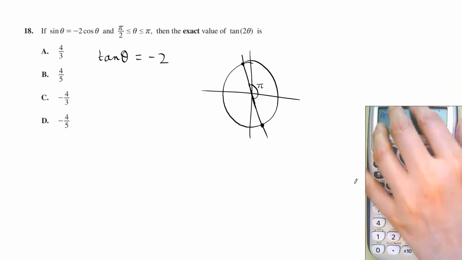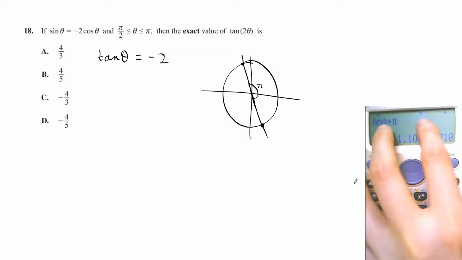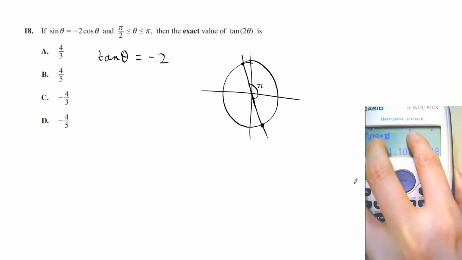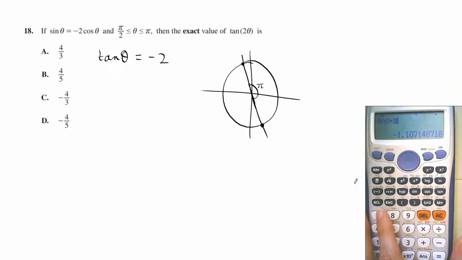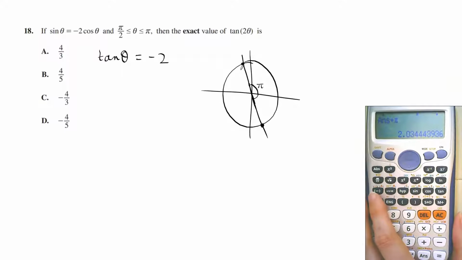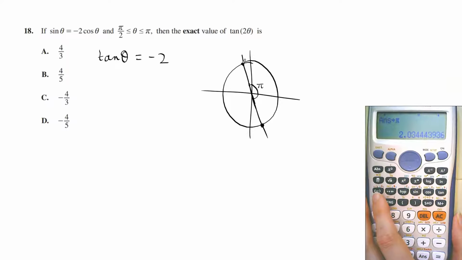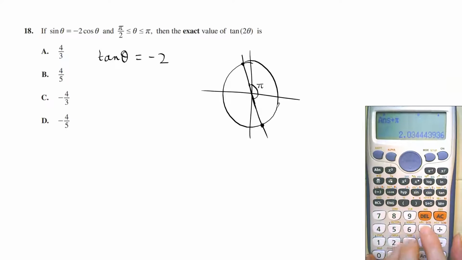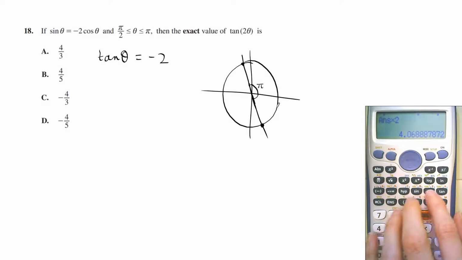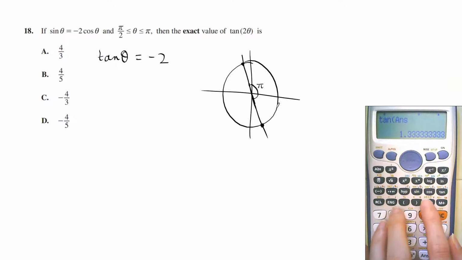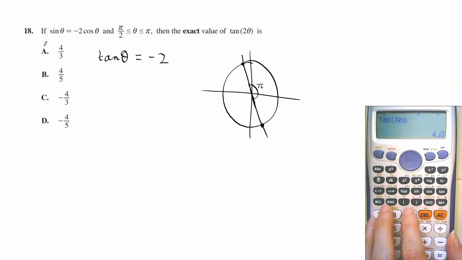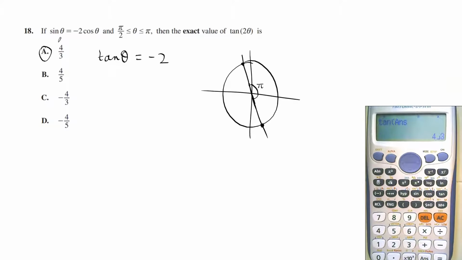Or if you've got your calculator in degrees mode at the moment, I've got it in radians. You can't really see that, but there's an R there. If you've got it in degrees mode, you'd just add 180 instead. Okay, so now we've got what theta is. If we want tan 2 theta, then we could just multiply that by 2 and then take tan of it. And that will give us 4 on 3. So that's another way you could do that one.